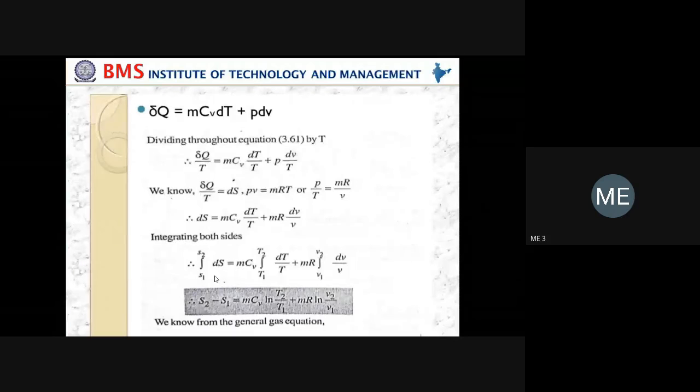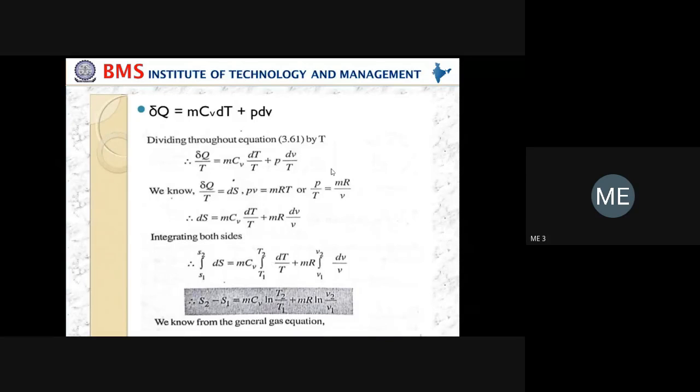Integration of ds between the limits s1 to s2, two state points, the states s1 and s2, equals m cv, which is the constant term, integration of dt by t between the limits t1 to t2, plus m r, the constant term which you have to take outside, integration of dv by v between the limits v1 to v2. First you write the differential form of the first law of thermodynamics, then you divide throughout by t, and then you replace the term. Then you integrate on both sides between the state points 1 and 2.